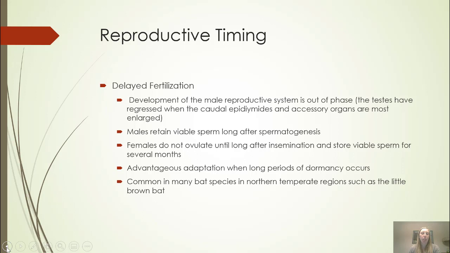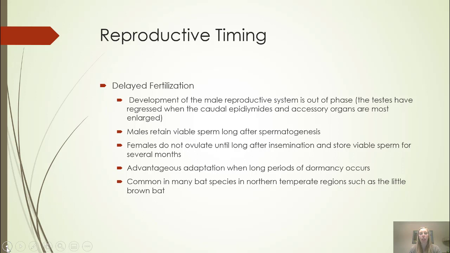So next is reproductive timing. There are three ways to delay reproduction. The first is called delayed fertilization. This occurs when sperm is viable long after spermatogenesis. Typically in the males, the male reproductive system is going to be out of phase. So the testes will have regressed when the caudal epididymides and accessory organs are most enlarged and ready for mating, so that sperm will stay viable within the male reproductive tract for quite some time.